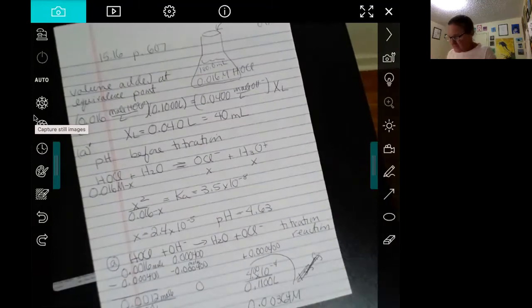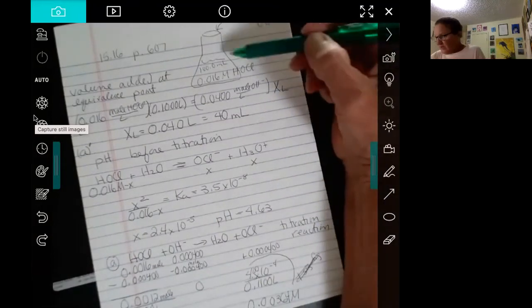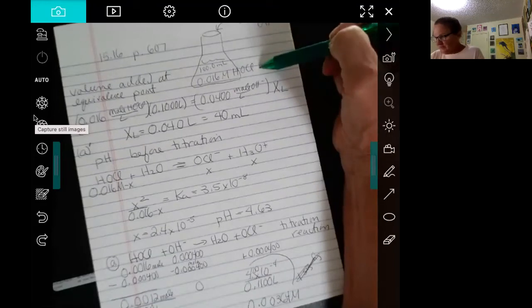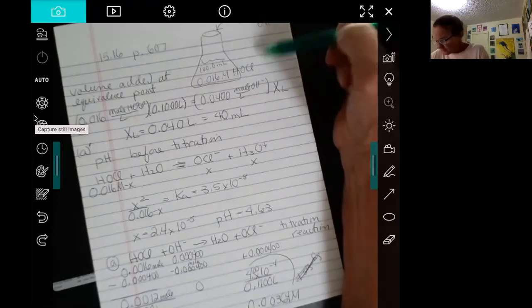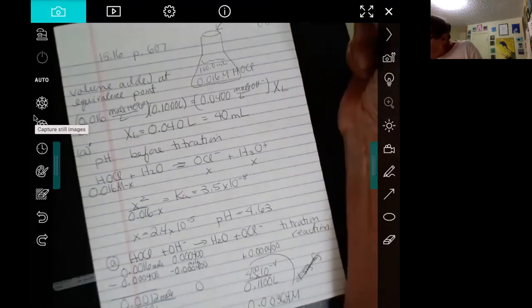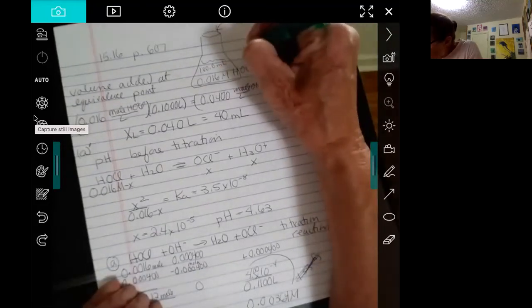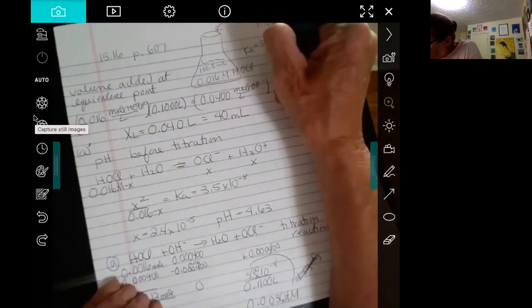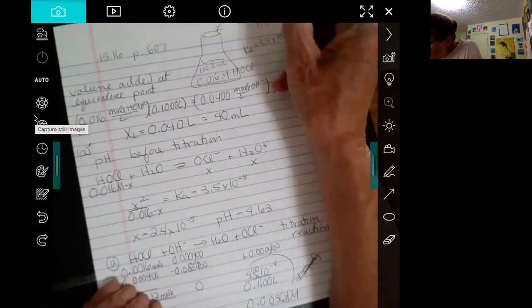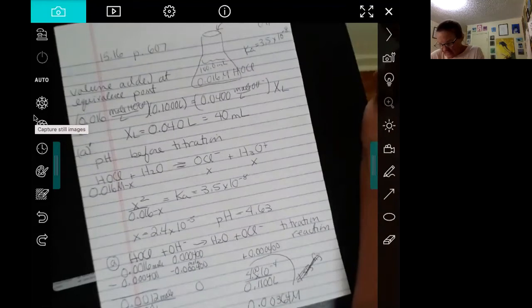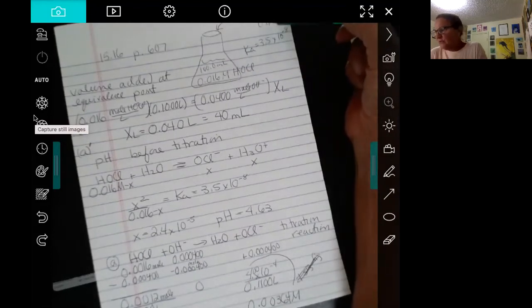It asks us to consider a titration where we have 100 milliliters of a weak acid, HOCl, and gives us the Ka for this weak acid. It says that we're titrating it with 0.0400 molar sodium hydroxide, which is a strong base, so you have 0.04 molar OH minus.